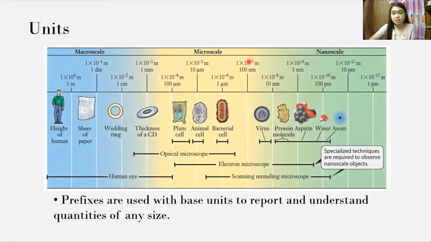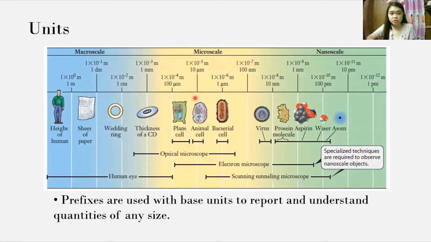Those prefixes are based on these three divisions. So we have macro scale. Here in macro scale, we could measure our quantities in larger quantities or larger measurements. Usually we can see them with our naked eye, so we could measure them easily.